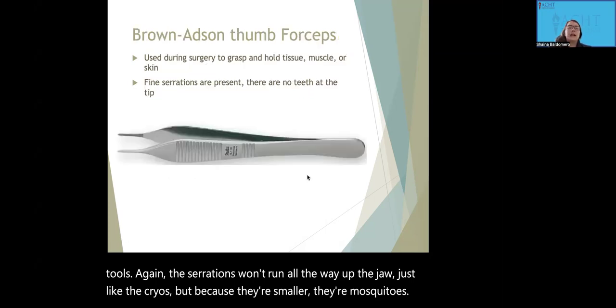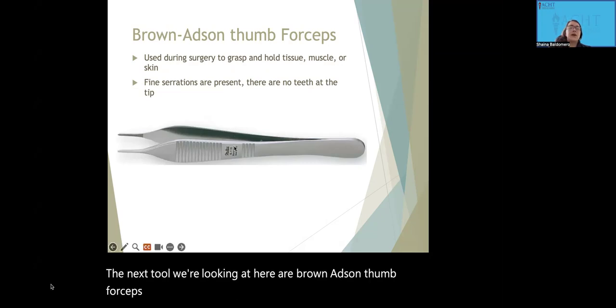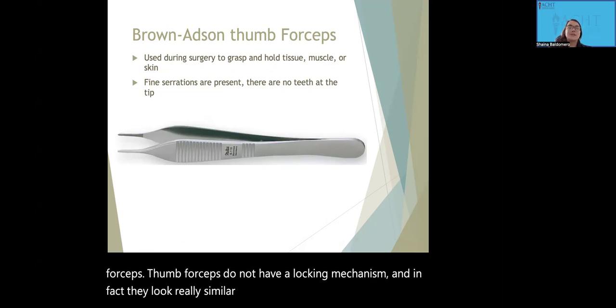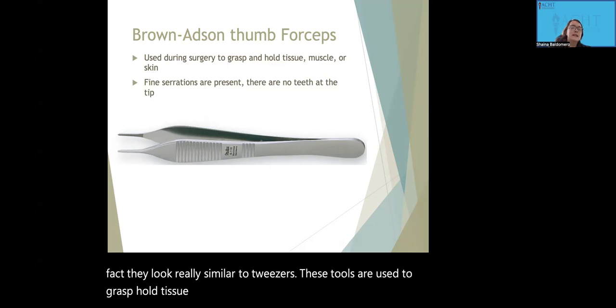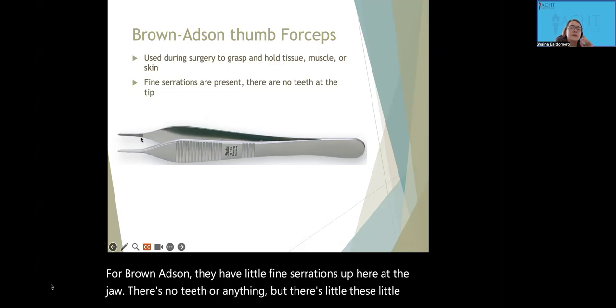The next tool we're looking at here are Brown-Adson thumb forceps. Thumb forceps do not have a locking mechanism, and in fact, they look really similar to tweezers. These tools are used to grasp and hold tissue, muscle, and skin. Brown-Adson have little fine serrations up here at the jaw. There's no teeth or anything, but there are these little fine serrations.